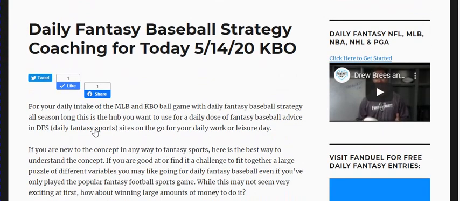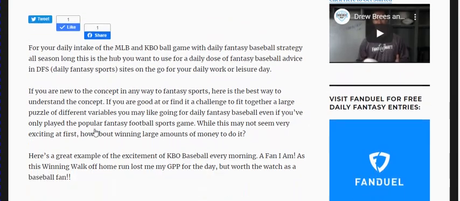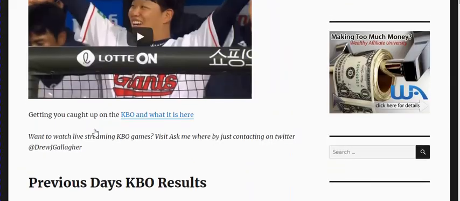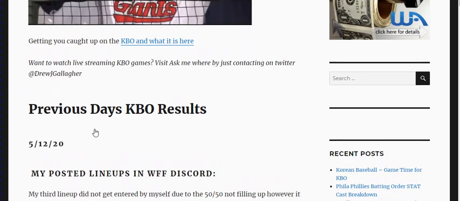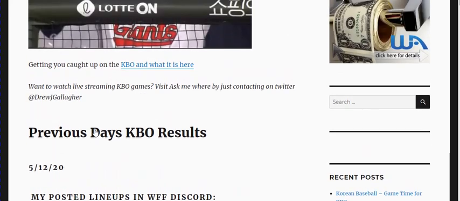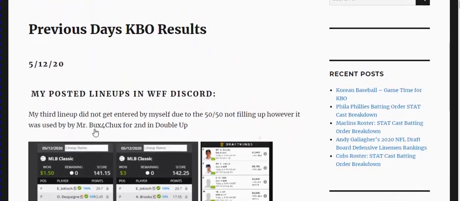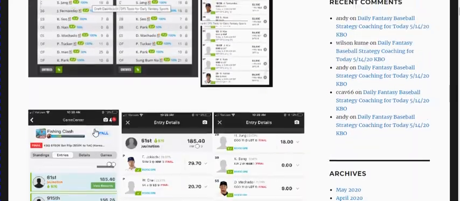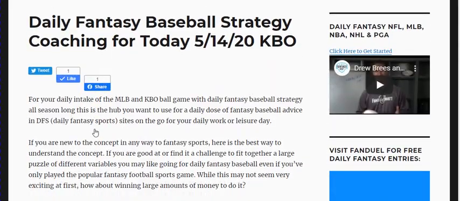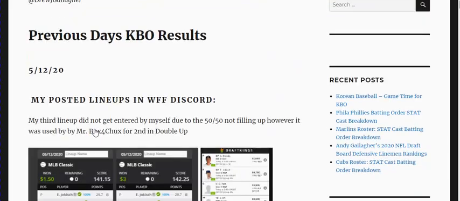If you're new or a beginner, you want to pay attention to the beginning part of this, which explains KBO, even if you're a beginner in baseball in general or just to KBO. Read this beginning part. Winning result lineups were posted from previous days. You can go over those if you want.